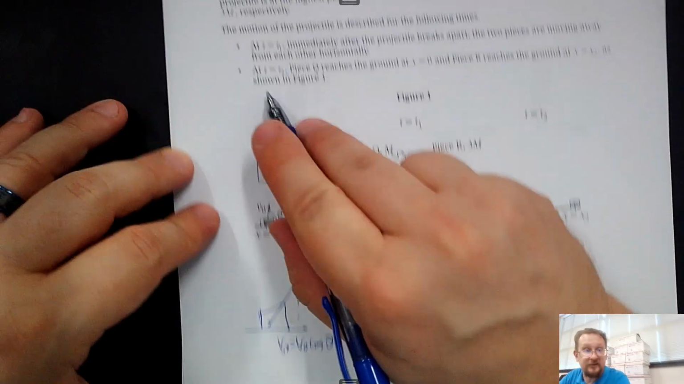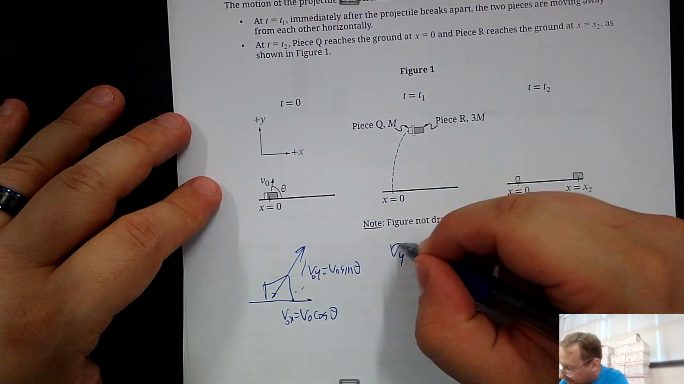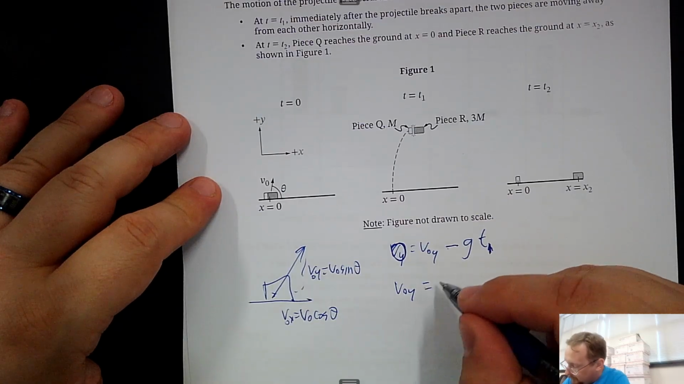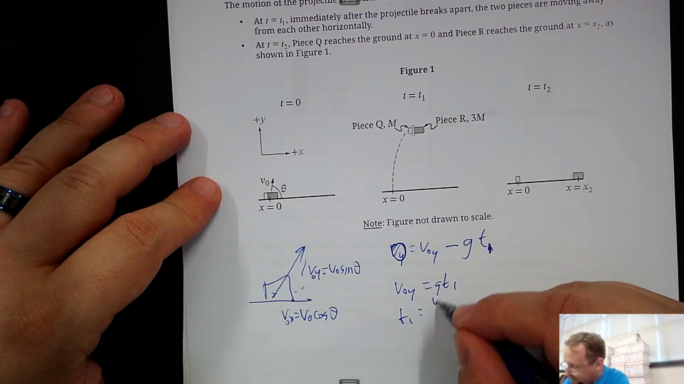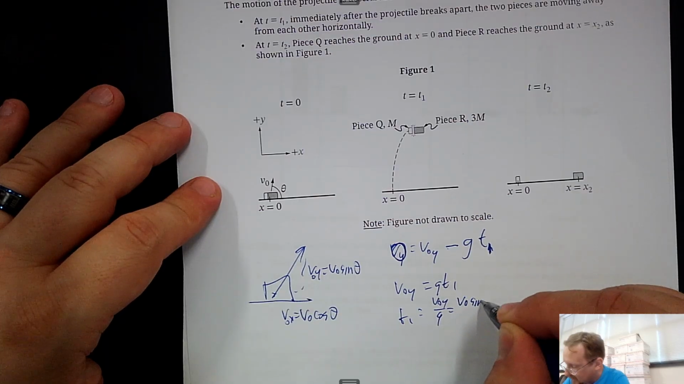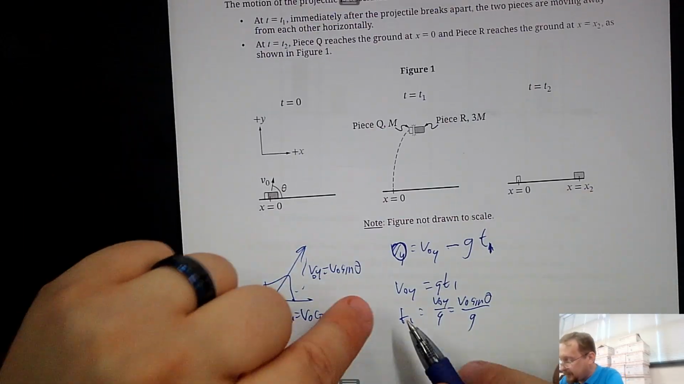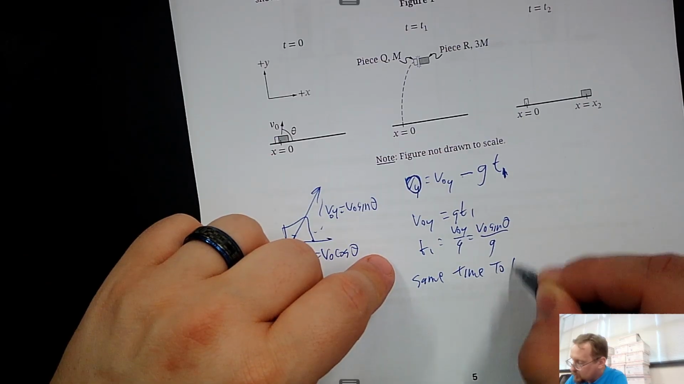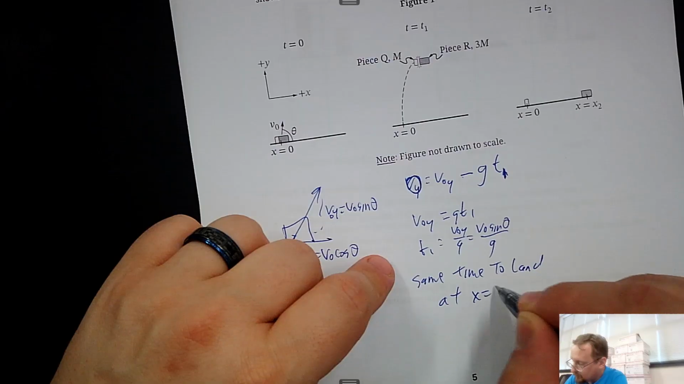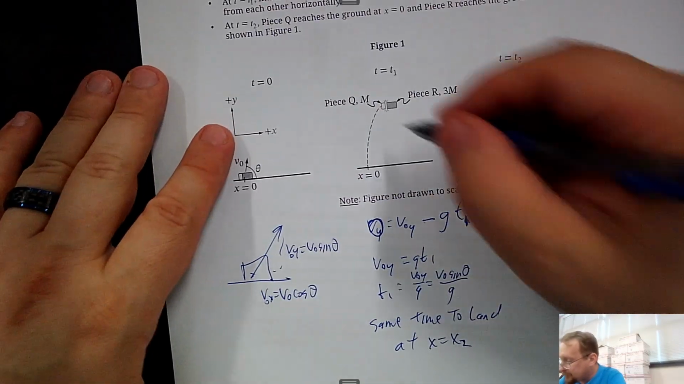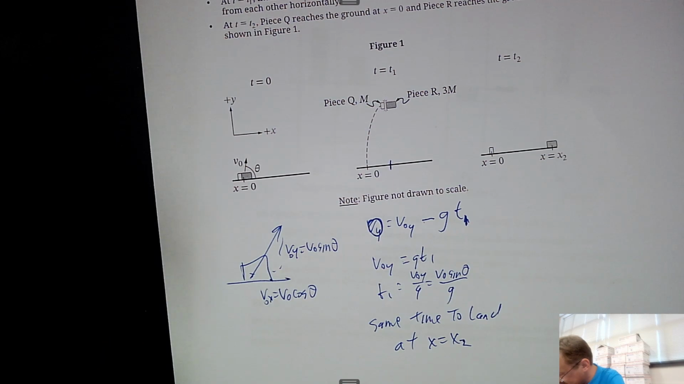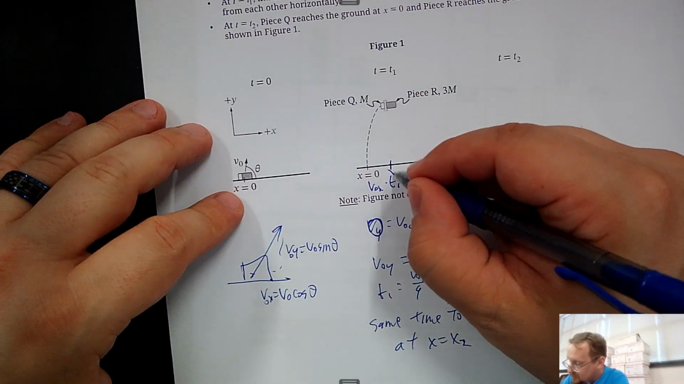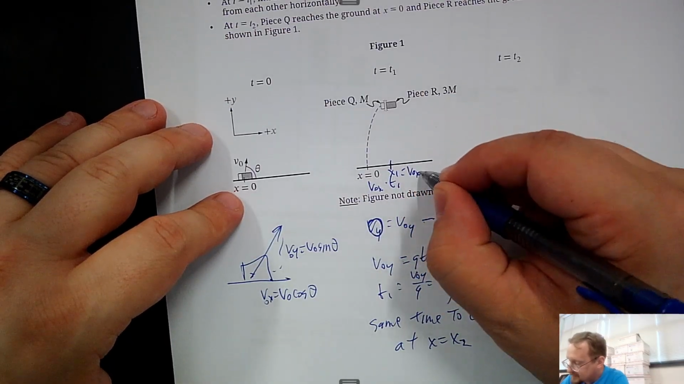That's what they call it. They call it T1, so I'm calling it T1. Okay? So the Vy at the top is 0 because you're at the highest point. So V0 y equals g t. So T1 is V0 y over g, which is V0 sine theta over g. Okay, that is the time it takes to reach the top. It takes the same time to land at x equals x2. Okay, does that make sense? Now, where is this location? This location is going to be V0 x times t1. So this distance, which I'm going to call x1, is V0 x times t1.